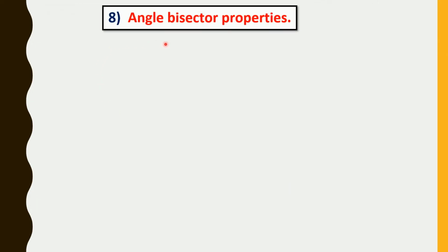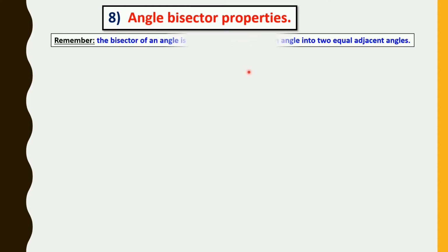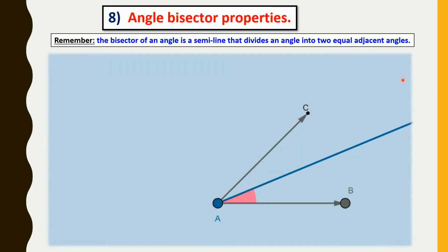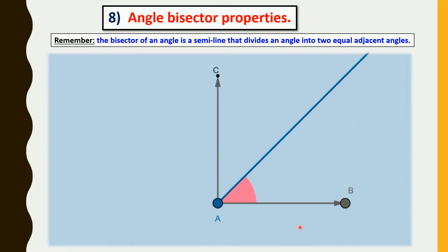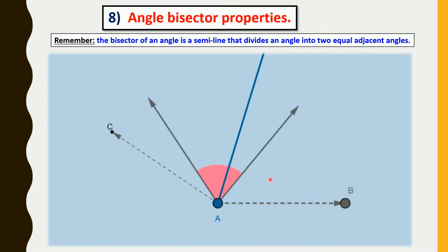Now part 8, angle bisector properties. Remember, the bisector of an angle is a semi-line that divides an angle into 2 equal adjacent angles. Let's remember, this blue line is the bisector of angle BAD. It divides this angle into 2 equal adjacent angles.